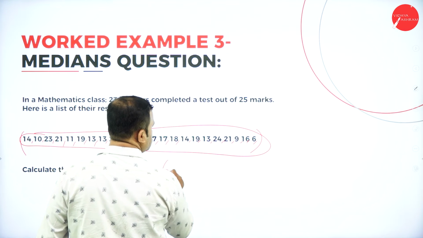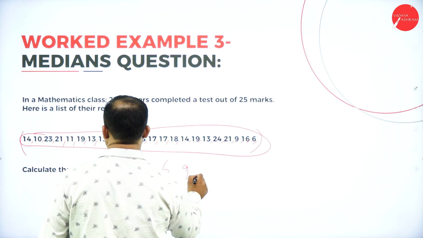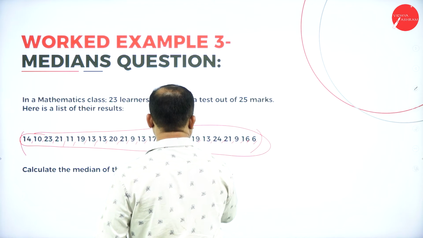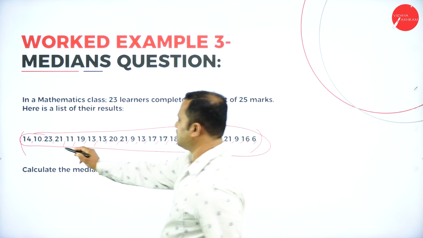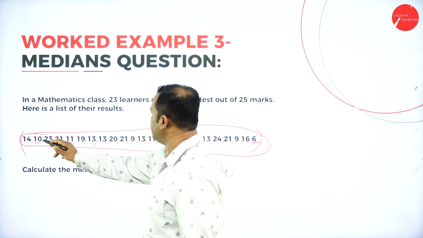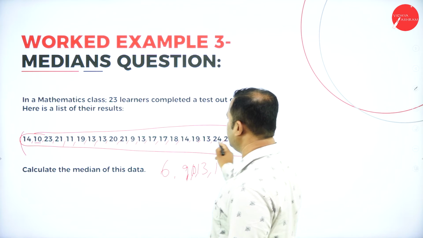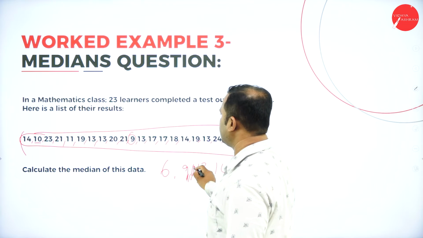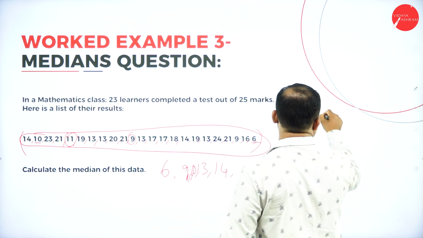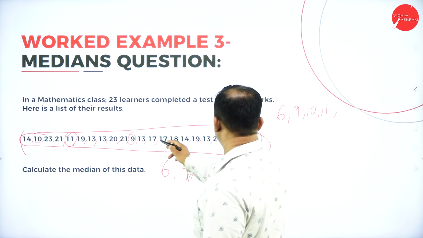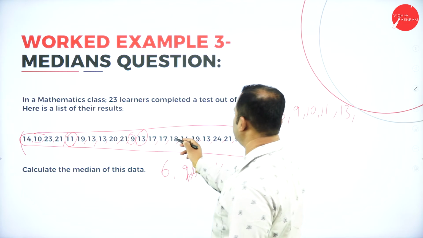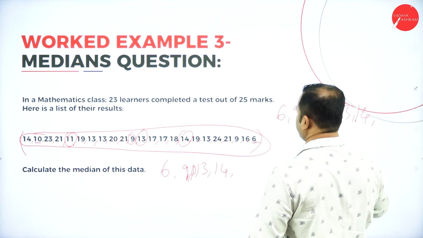First, 6, 9, 13, 14, and 10 is also there. After 6, do we have 7? No. 8? There is no 8. 9 is there. After 9, we have 10 here. 11, yes, of course. So 6, 9, 10, 11. 12? No, we do not have 12. We have 13. So 13, 14 is there.